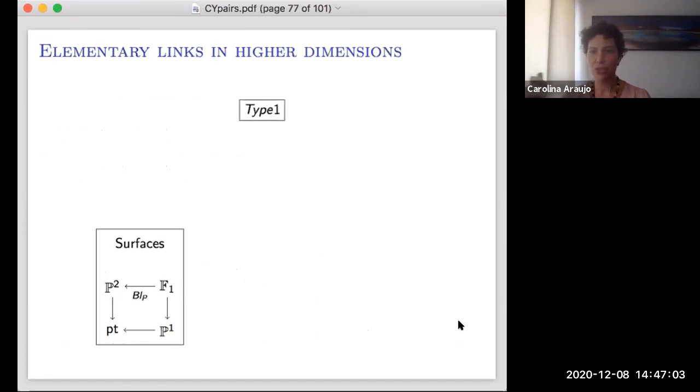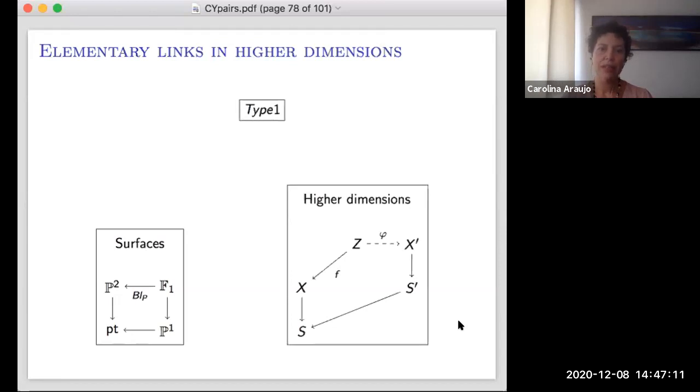In higher dimensions, we also have small maps, small contractions. Here is how the link of type 1 looks in higher dimensions. Again, we start with our Mori fiber space X to S. Then I do a divisorial extraction, which would be the analog of blowing up a point. But if I do this, then Z over S has relative Picard rank 2.